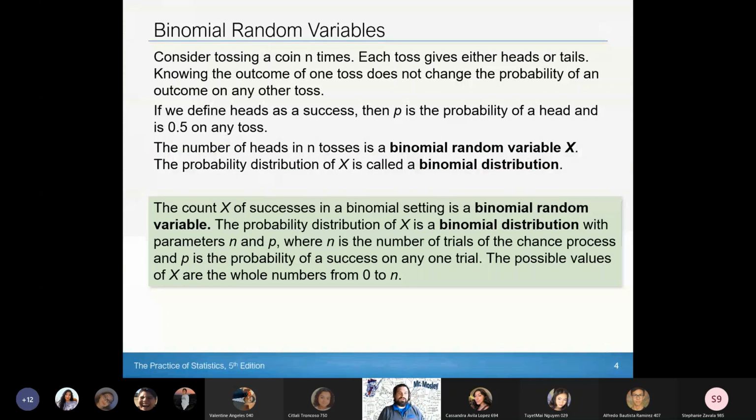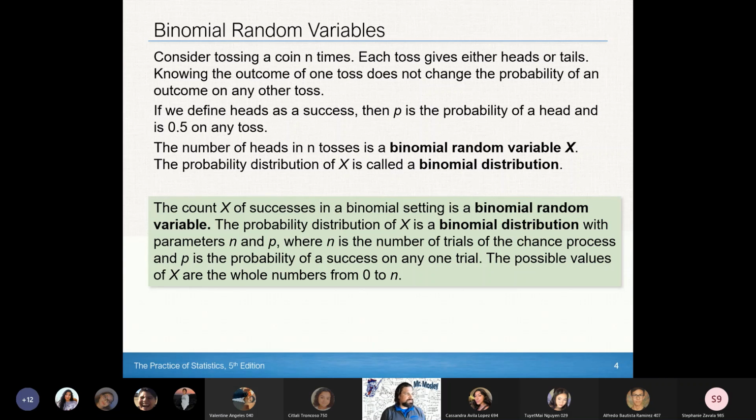All right, so now we get binomial random variables. Consider tossing a coin n times. Each toss gives either heads or tails. Knowing the outcome of one toss does not change the probability of an outcome on any other toss. If we define heads as a success, then p is the probability of a head and is 0.5 on any toss. The number of heads in n tosses is a binomial random variable X. The probability distribution of X is called a binomial distribution.